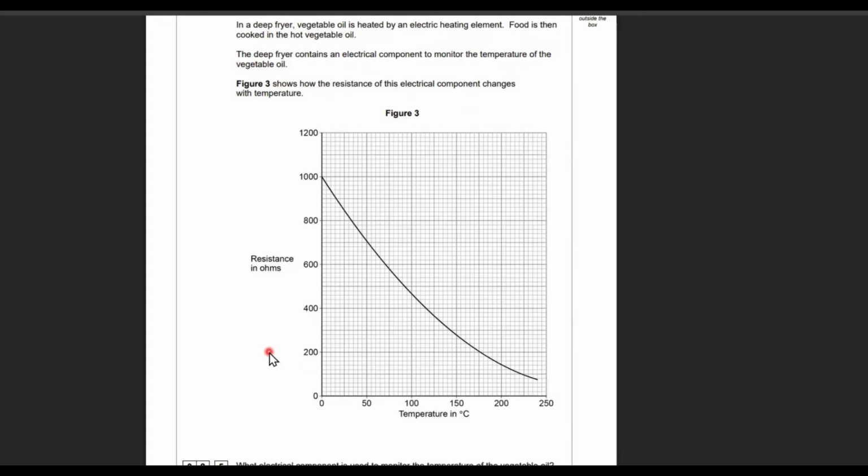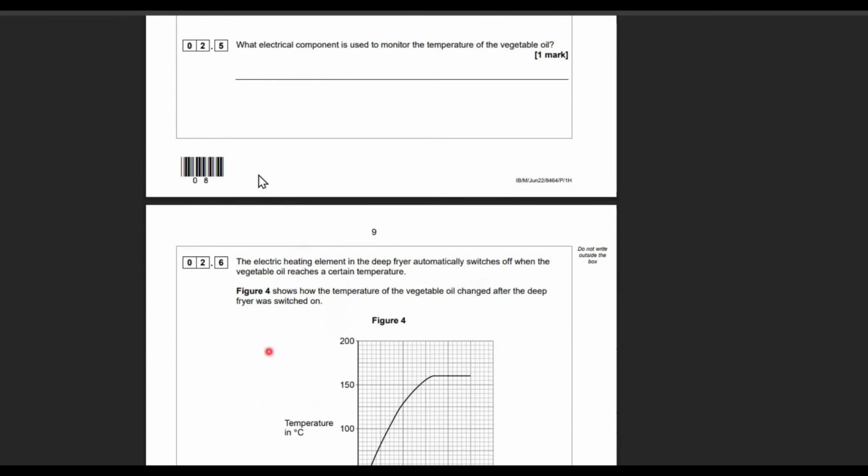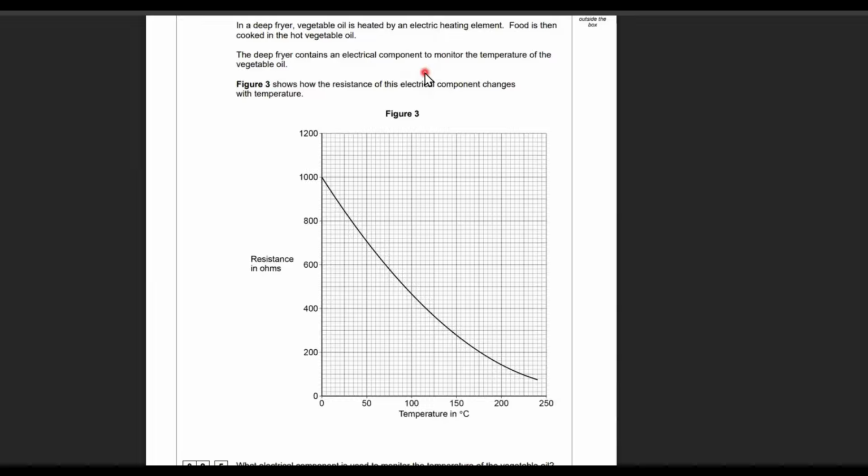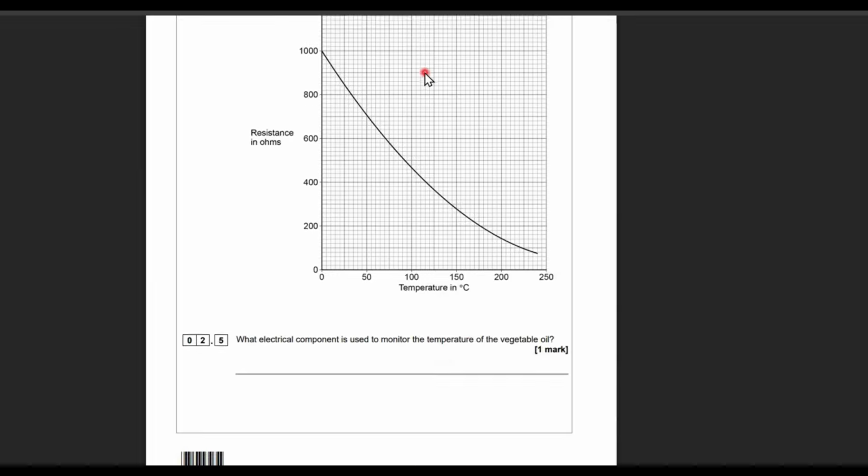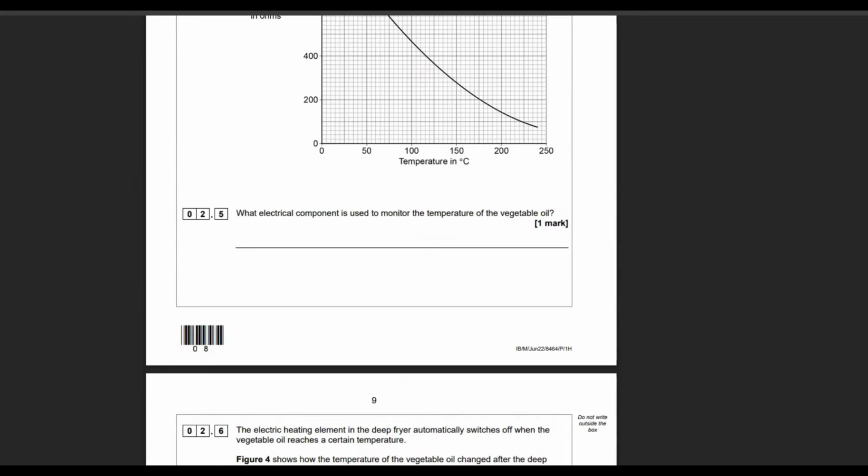Okay, what are they asking us to do? They want us to analyze the graph, obviously. What electrical component is used to monitor the temperature of vegetable oil? So think about all the components you know in circuits, i.e. filament lamps, switches, bulbs, diodes. Which one of those components, there's a whole load of them, about 20 you have to know, do you think is to do with temperature? And if you look at the graph, the clue, temperature and resistance. Temperature and resistance. Why don't you pause and have a go?